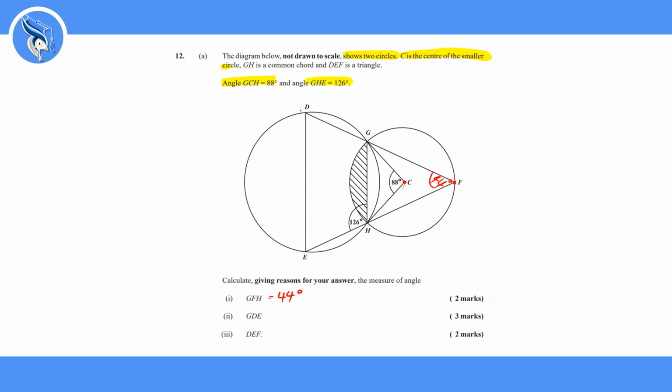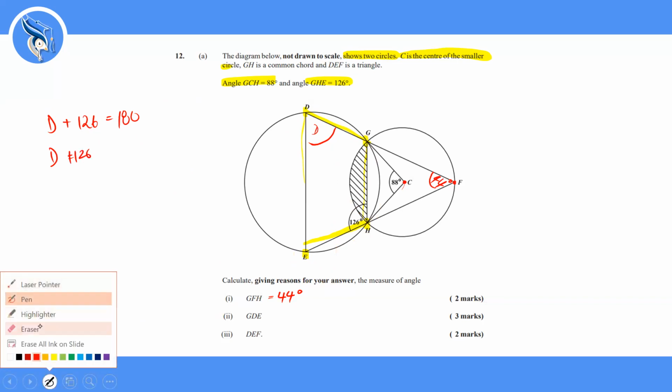Now G, D, E, right here. As I said, it's not as complicated as it looks. This is a cyclic quadrilateral. Why? The vertices touch a point on the circumference of the larger circle every time, right? So that means 126 and this angle are opposite angles, right? And what we know about opposite angles in a cyclic quadrilateral, they add up to 180 degrees. So that means D plus 126.